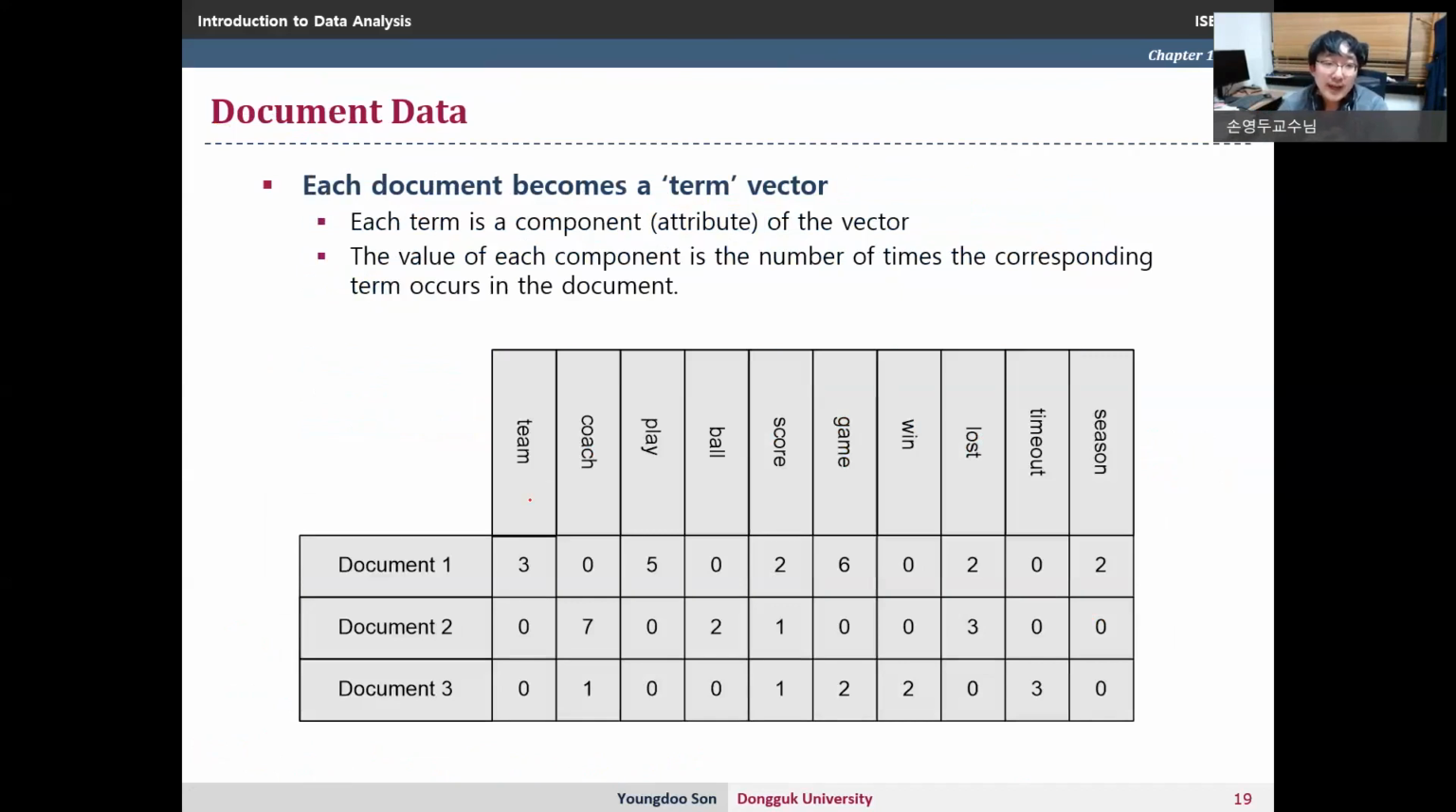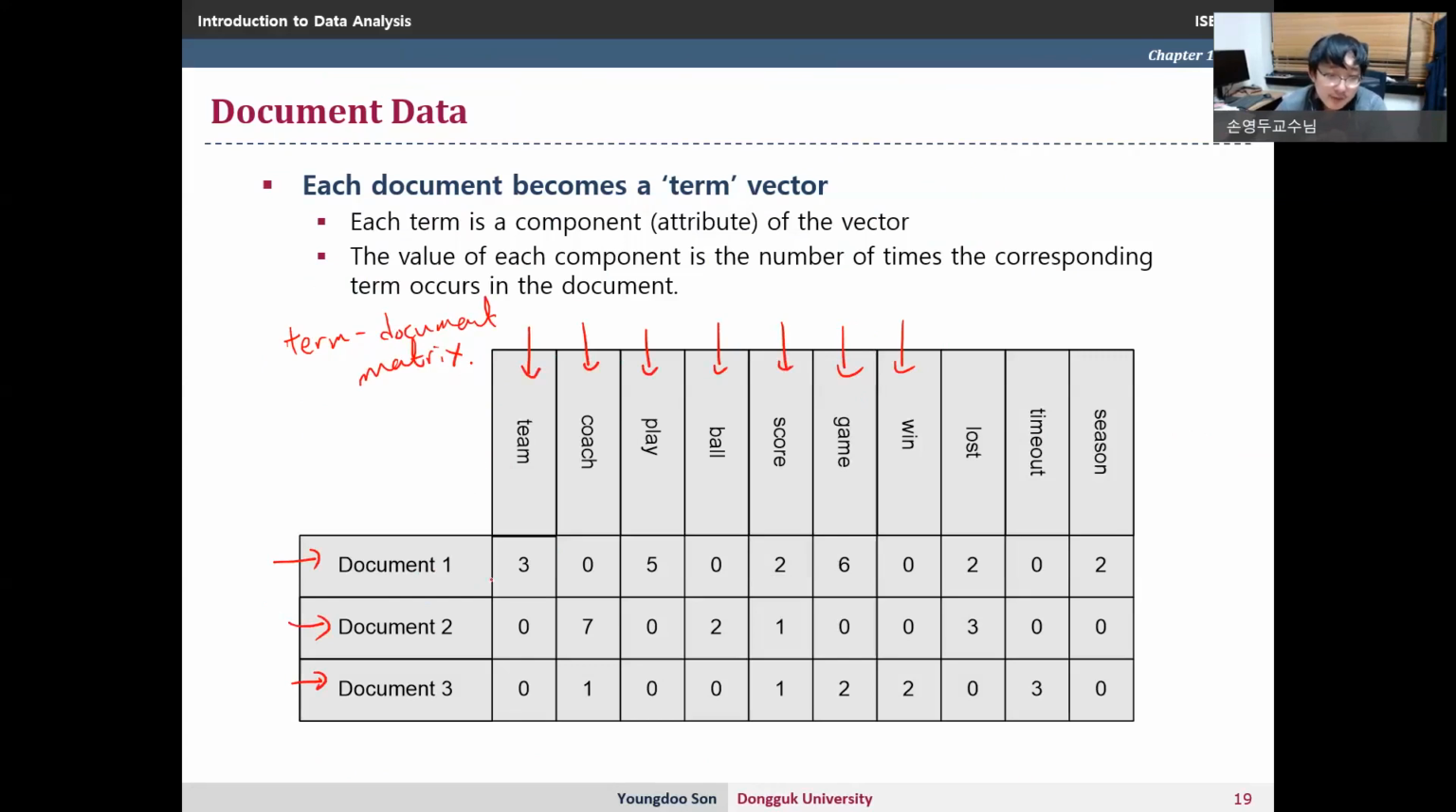And this is document data. Actually, this document data can be represented as a matrix. We usually call this a term document matrix. So in this case, each document becomes a record, and each term is an attribute of this record.